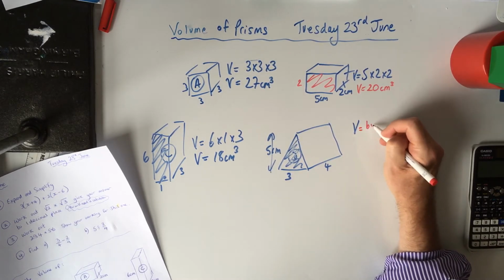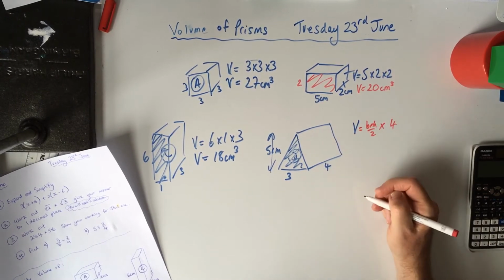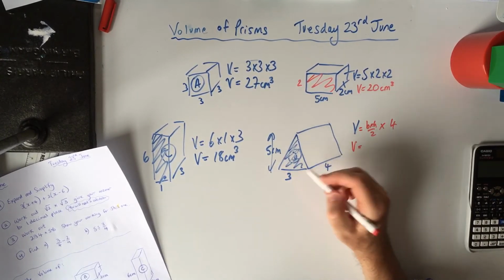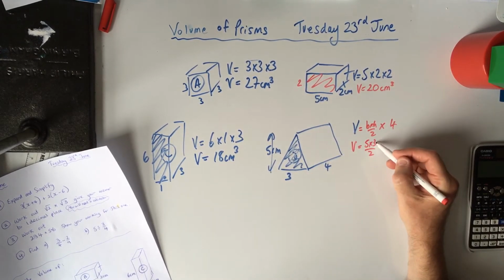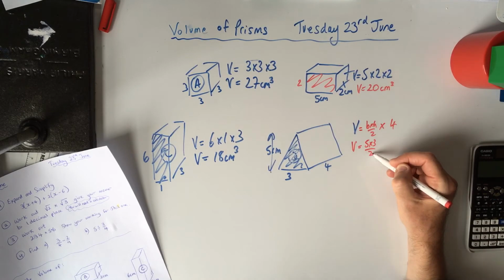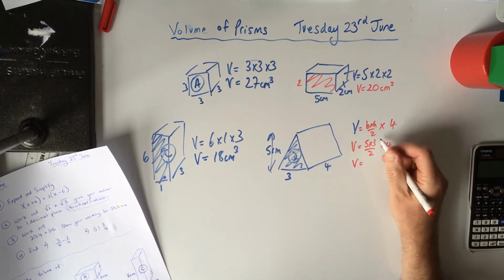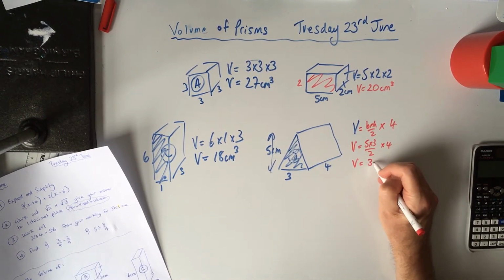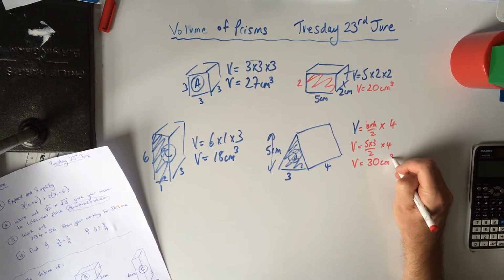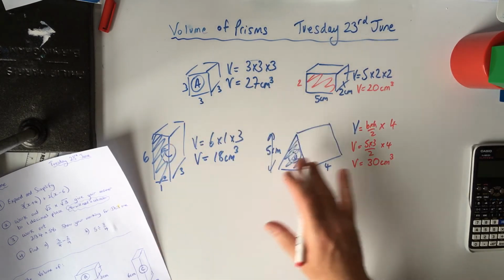Okay, so we're going to do base times height divided by 2, and then times it by the depth, which is going to be 4. And the base times height is 5 times 3 divided by 2, isn't it? Okay, 15. 15 divided by 2 is 7.5. 7.5 times 4, okay, is 30. So it's 30 centimeters cubed. Okay. All right. So there we go. Those are the 4 questions.